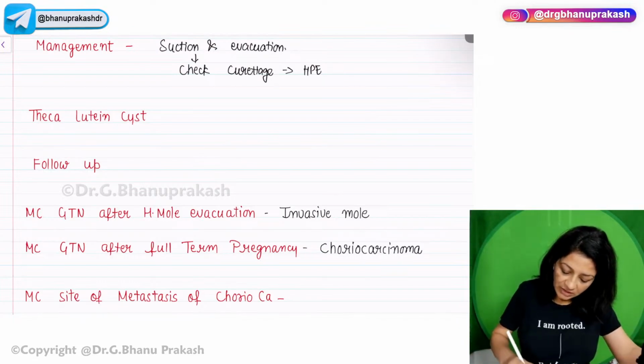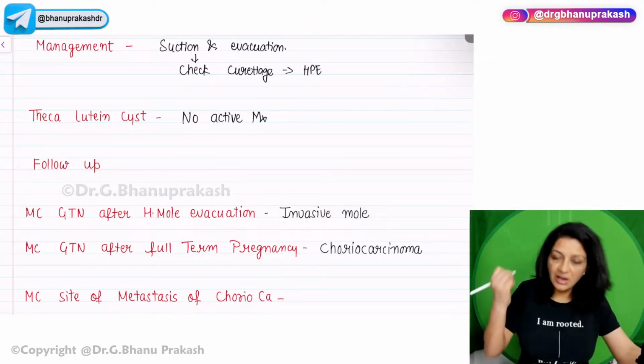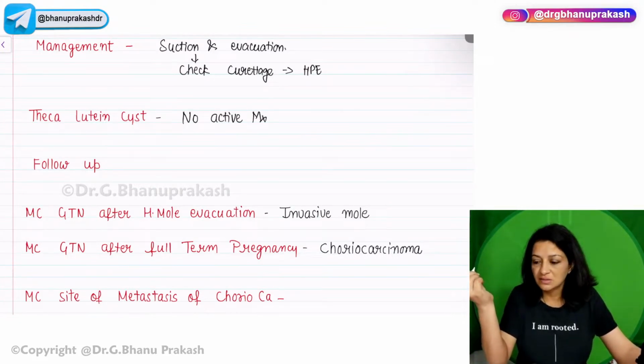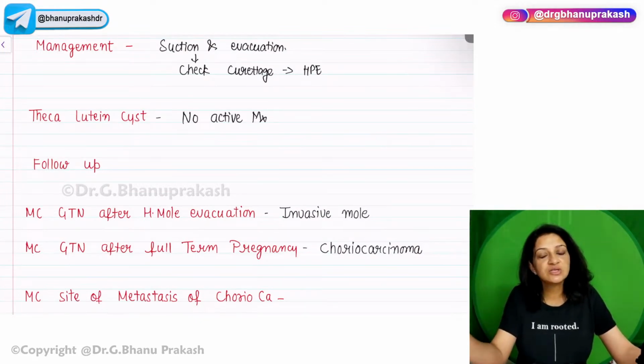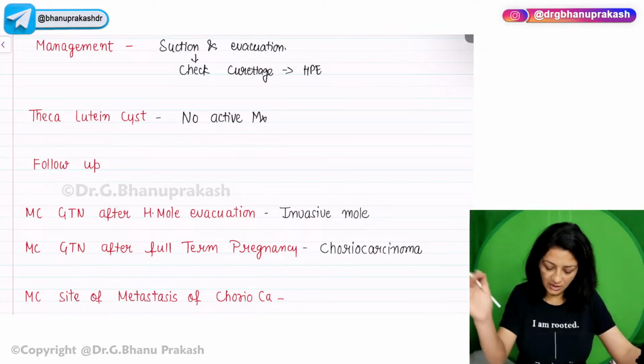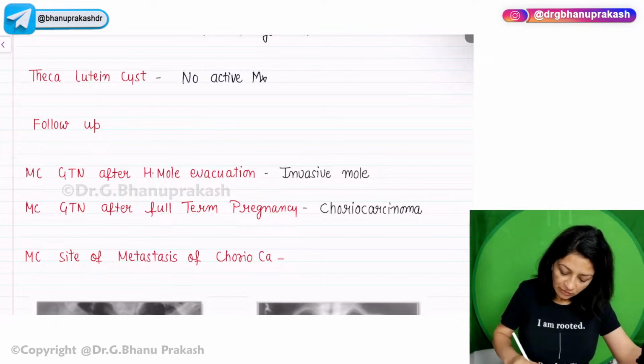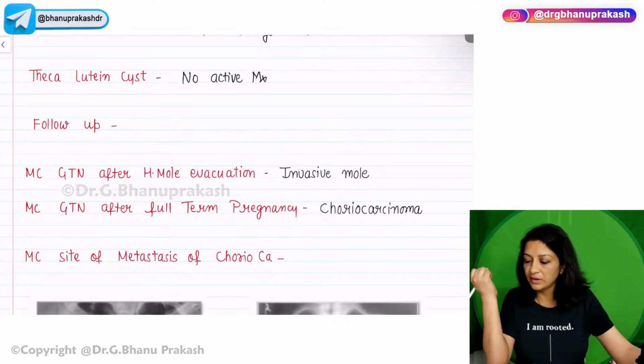So in case of theca lutein cyst, no active management. After 2 to 3 months of suction and evacuation, what will happen to the theca lutein cysts? They will dissolve spontaneously on their own. Okay, so why is follow-up important?